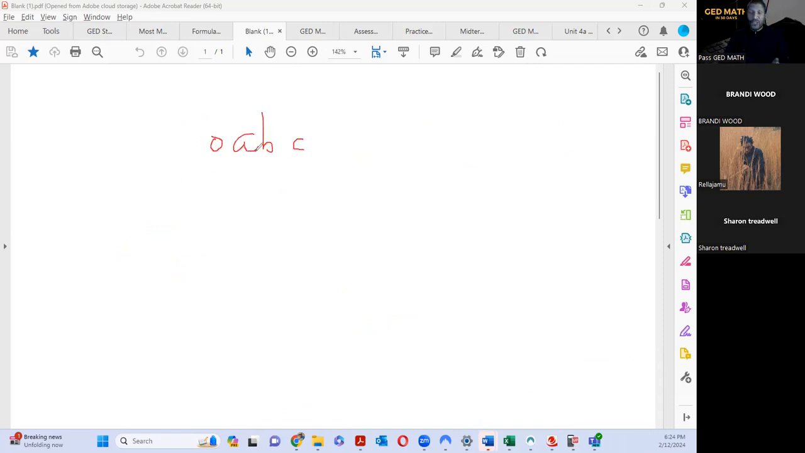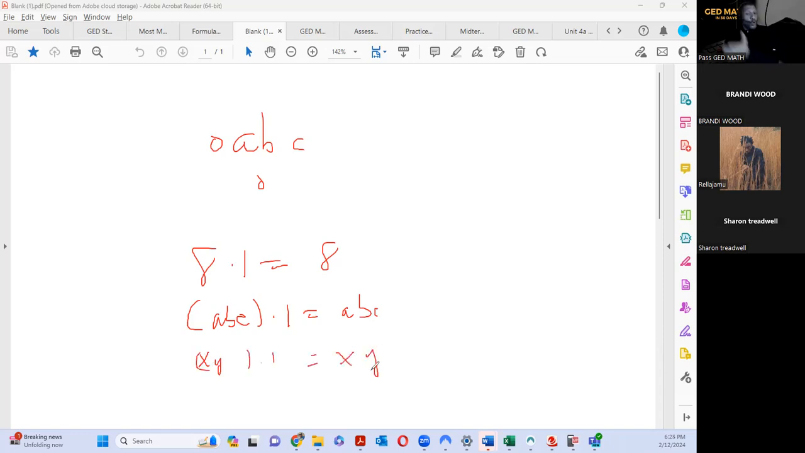If the coefficient was 0, what's 0 times anything? 0. So it can't be 0. That's how you know it's 1, because 1 times anything is itself. 8 times 1 is 8. ABC times 1 is ABC. XY times 1 is XY. You don't see that 1. So when they write an expression where the coefficient is 1, you will not see the 1. But you have to know that if you don't see a coefficient, that's a 1. Does everybody understand that? Okay.